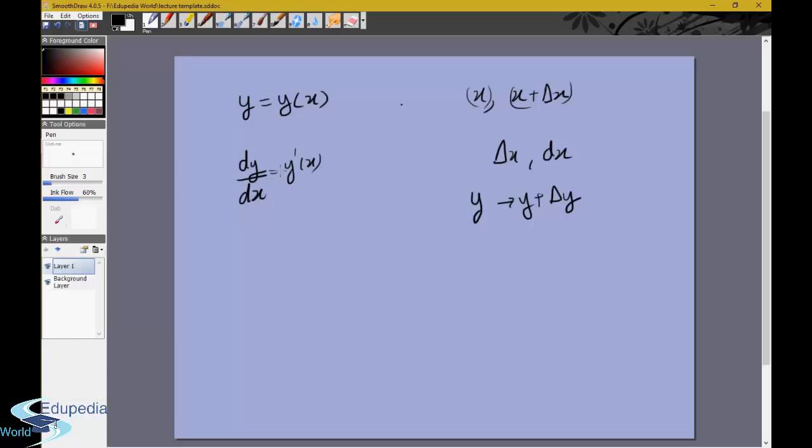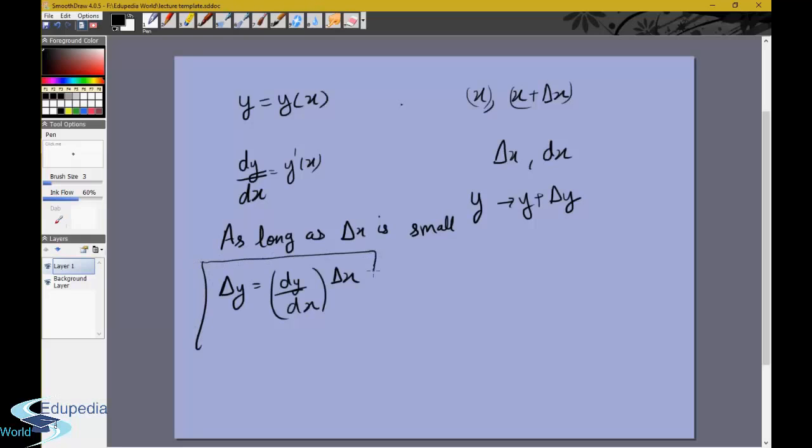Now the claim we make is this: as long as delta x is small, delta y is equal to dy by dx times delta x. And this relation is quite important, but also this relation is why I wanted to make this difference.